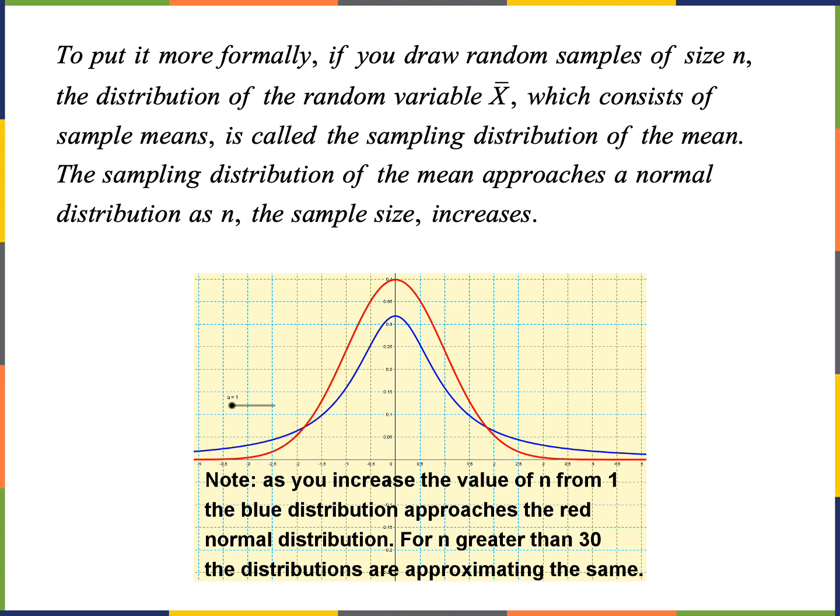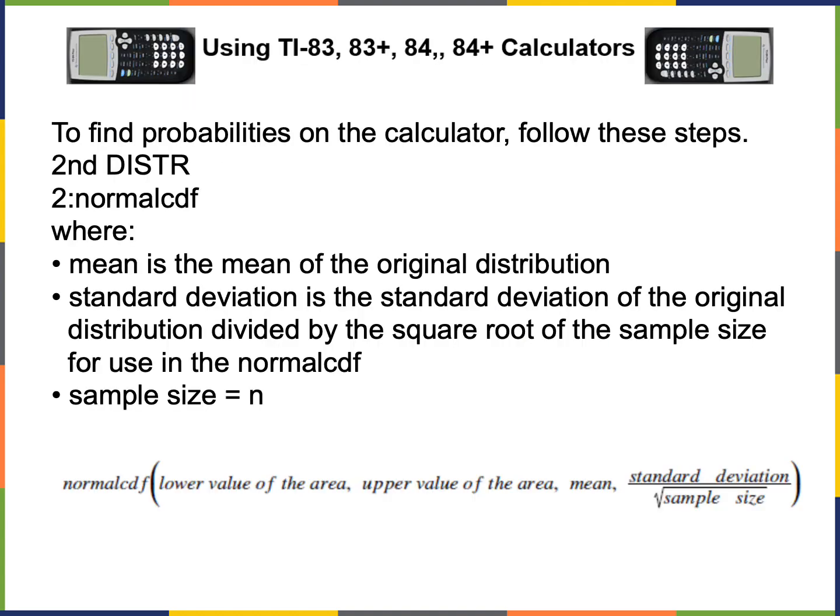So what does that mean for us? We need to be able to calculate probabilities of the sample mean, and we use the central limit theorem to do that. We still use normal CDF to find probability. The only difference, and this is the key to 7.1 and actually 7.2 as well, is that when you find the probability, you still have the lower value, and you still enter the upper value.